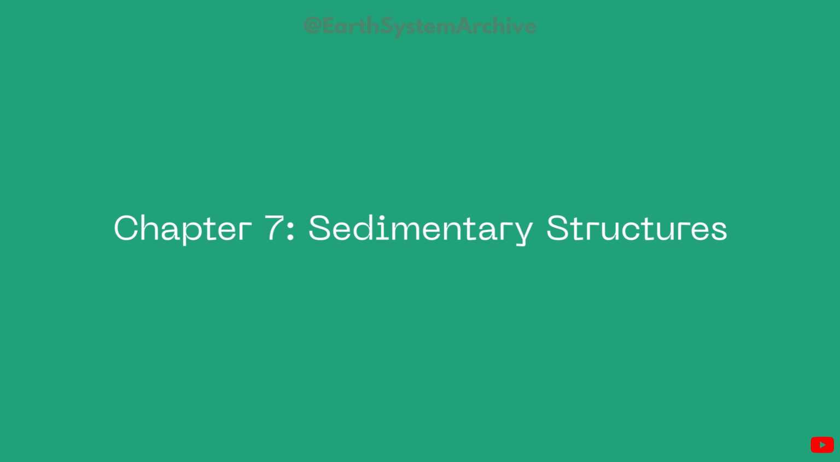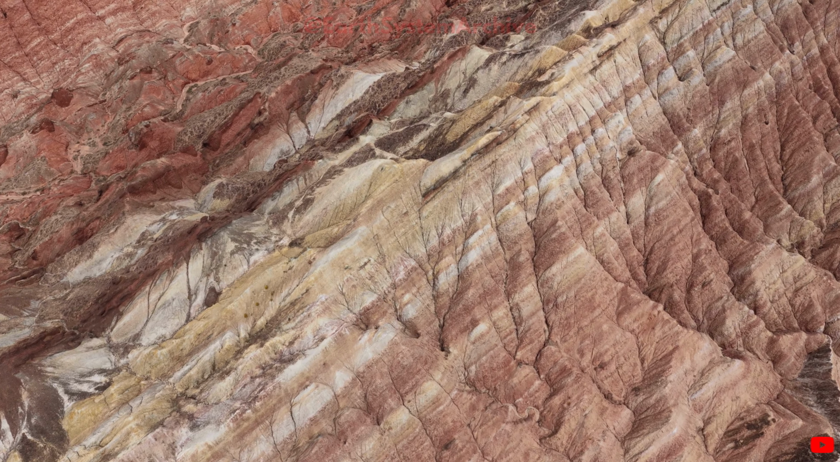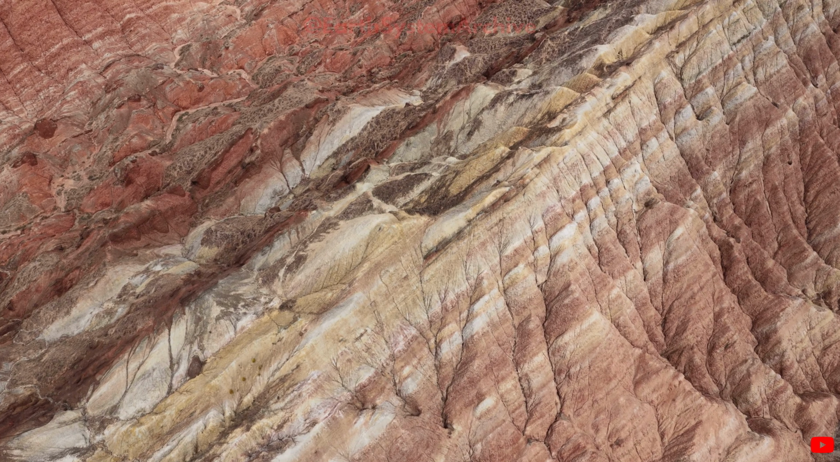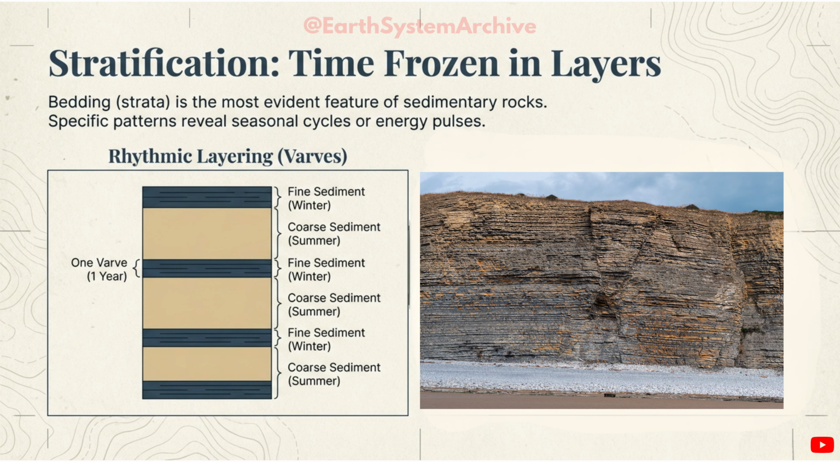Chapter 7. Reading the pages. Sedimentary structures. Every depositional event leaves fingerprints. Sedimentary structures are the clues that tell us about flow, energy, and exposure. Case File A. Bedding and stratification. Successive depositional events produce layering, bedding, or stratification, often due to changes in color, grain size, mineral content, or chemistry.